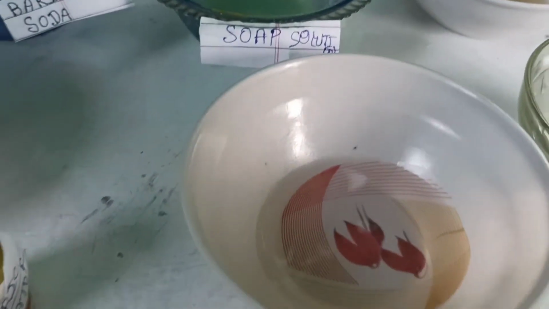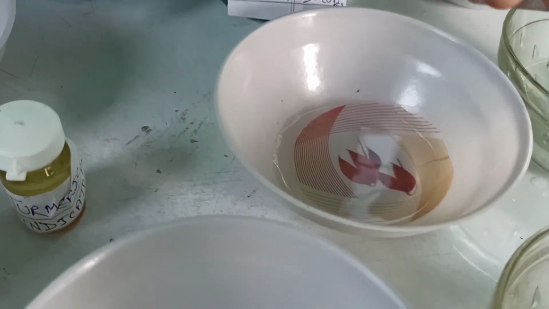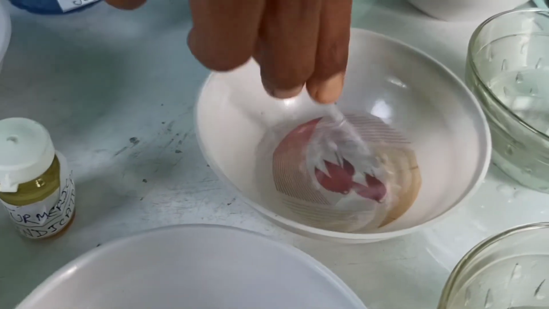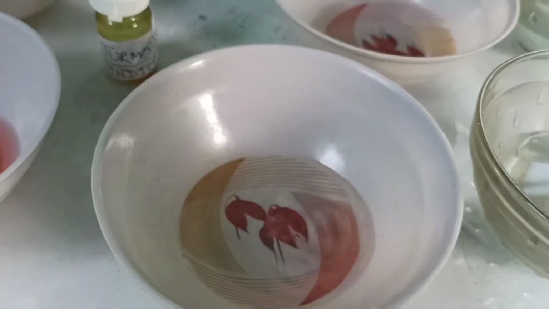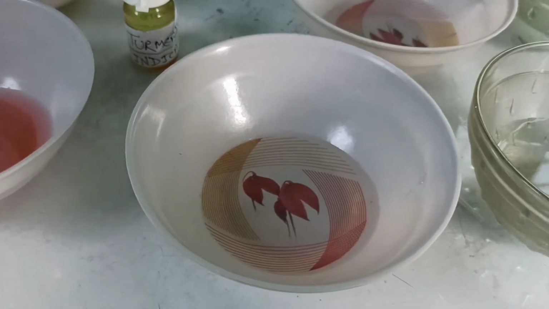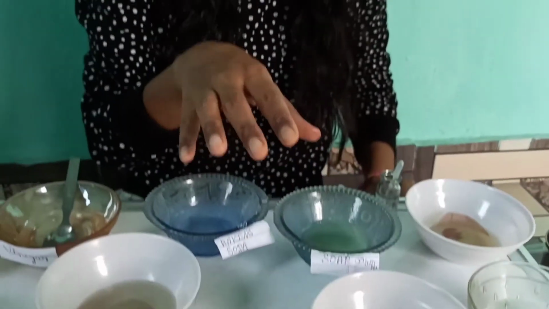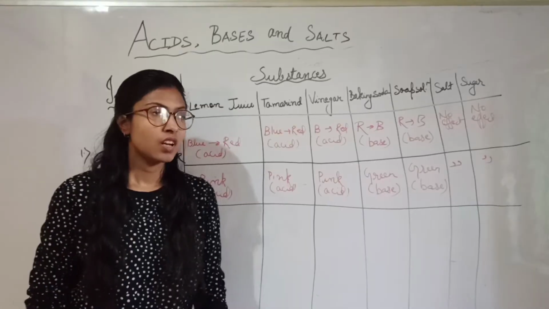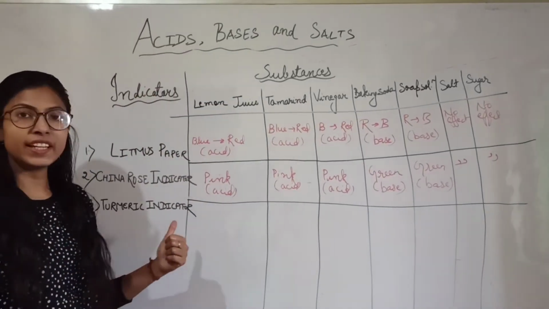Now if we put here in this salt solution or sugar solution, there will be no change at all. Here also if you put, there will be no change at all. It means the salt and sugar are neutral, or we can say they don't have the acidic or the basic nature. Now we will start with the turmeric indicator.